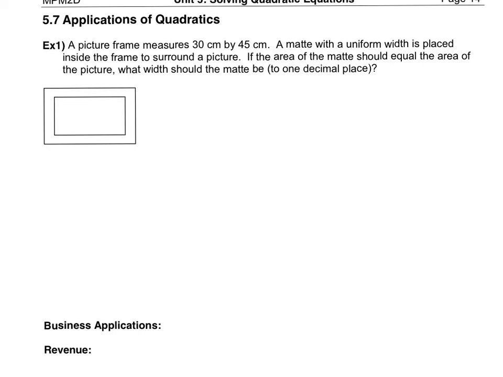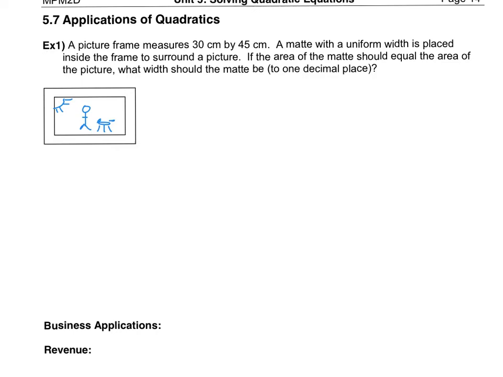So in example 1, what I have here is a picture. So the picture would be like right here. So let me draw some things in here. So here's our little sunshine in the picture, and then here's Mrs. Logan. She's out playing with her puppy dog. There's the puppy dog with his waggedy tail. And then this picture frame measures 30 centimeters by 45 centimeters.